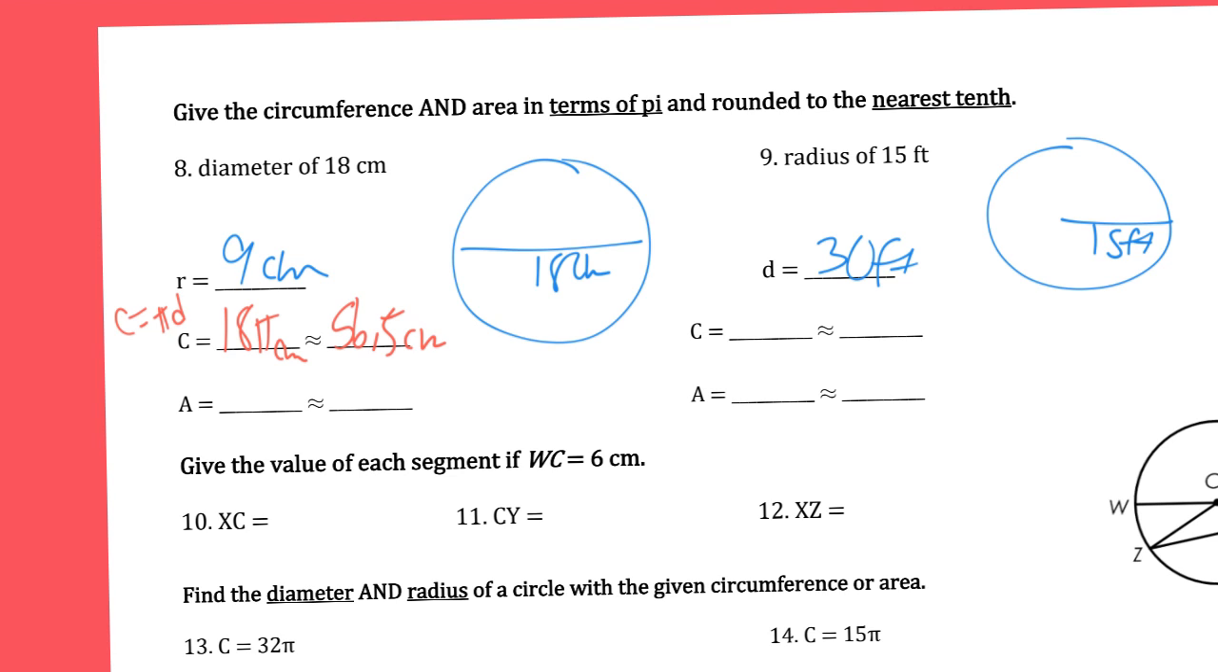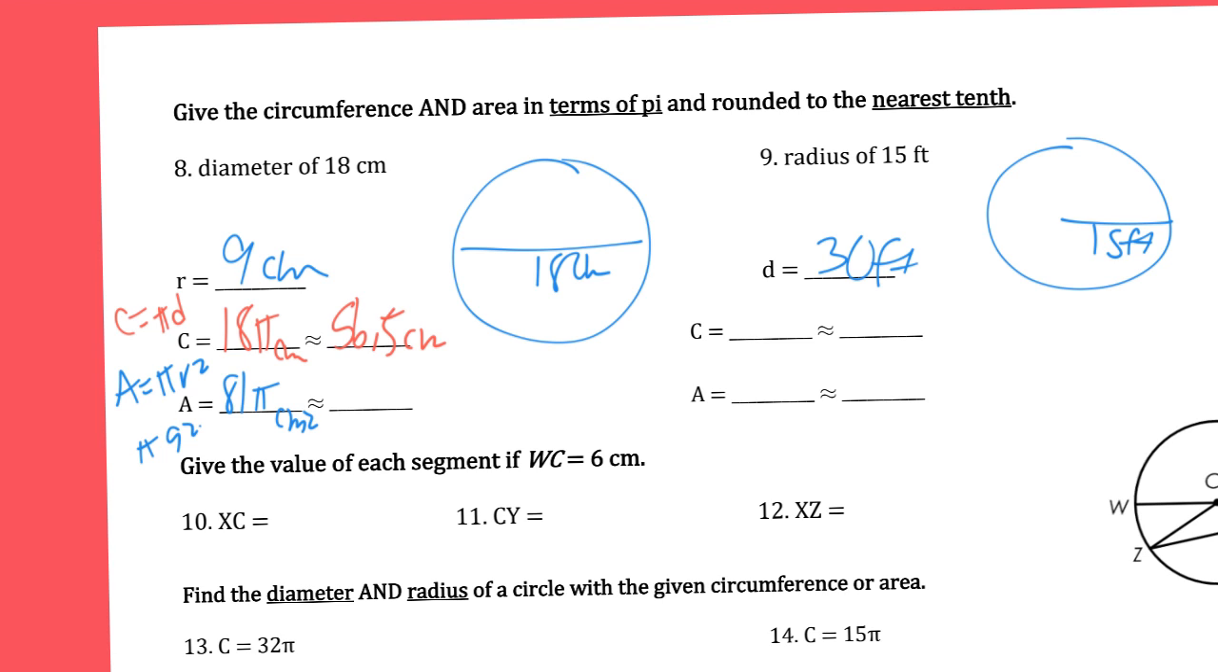To find the area, we have to use the other formula, which is area equals pi times the radius squared. The radius is 9, and 9 squared is 81. So it's pi times 9 squared, which is 81 pi, and that's centimeters squared.